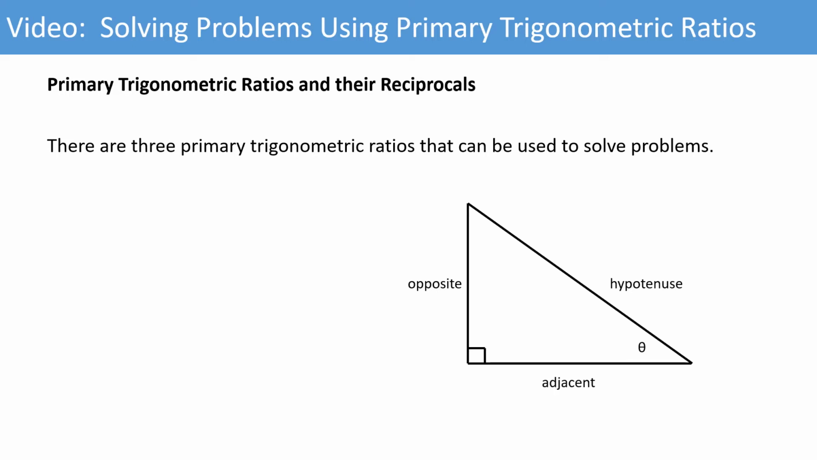Here is a basic diagram that we're going to work with. You would be given a right-angled triangle and a reference angle, which we'll call theta. We will label the side opposite or across from the right angle the hypotenuse. The side across from the given angle, we'll call, of course, opposite. And the side that's close to angle theta, we'll call adjacent.